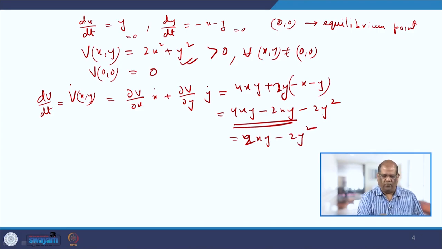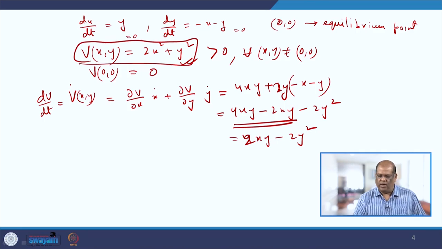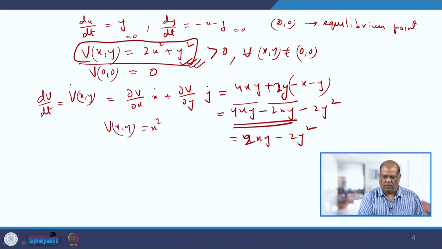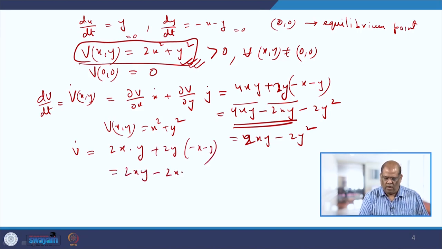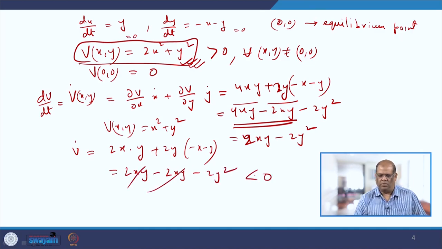So the conclusion is, with this form of Lyapunov function, your definiteness cannot be determined. Hence, I cannot conclude about stability with this form of Lyapunov function. Now, to make these two terms cancel each other, if I just take this to be V(x,y) equal to x square plus y square, then you see that here your V dot will be 2x into x dot plus 2y into minus x minus y, and this cancels and this becomes less than 0.